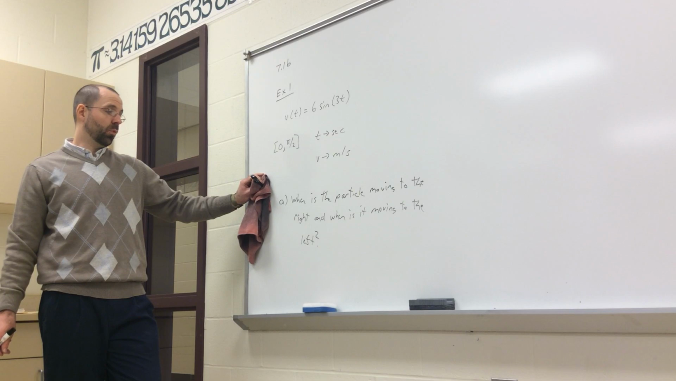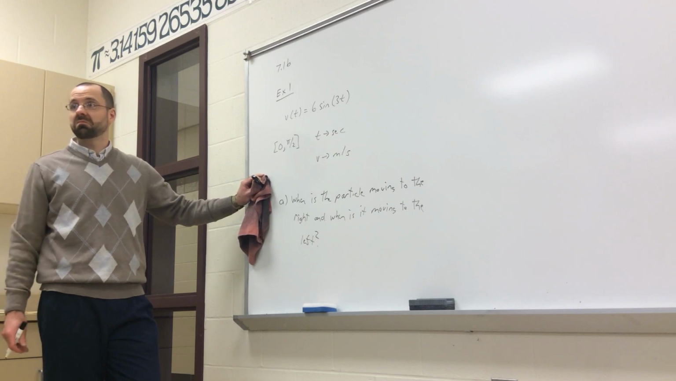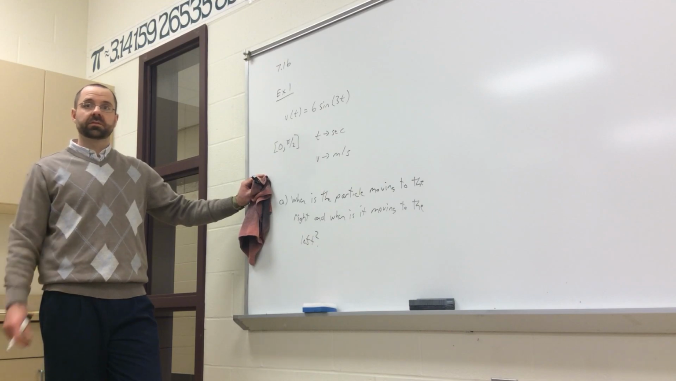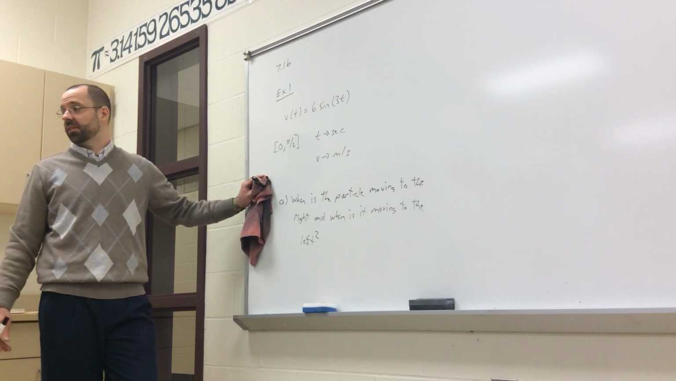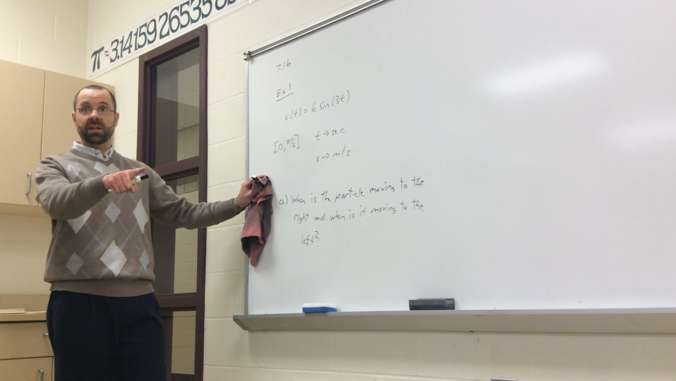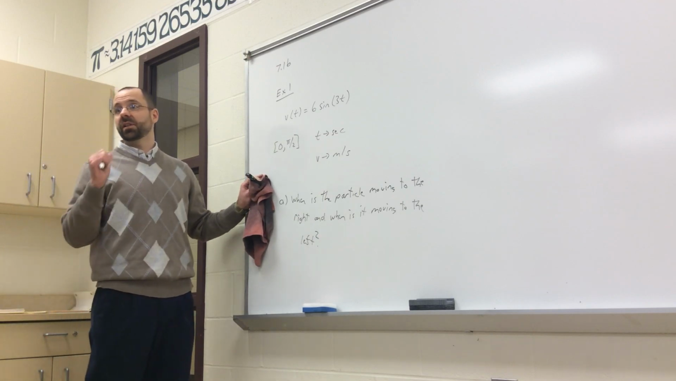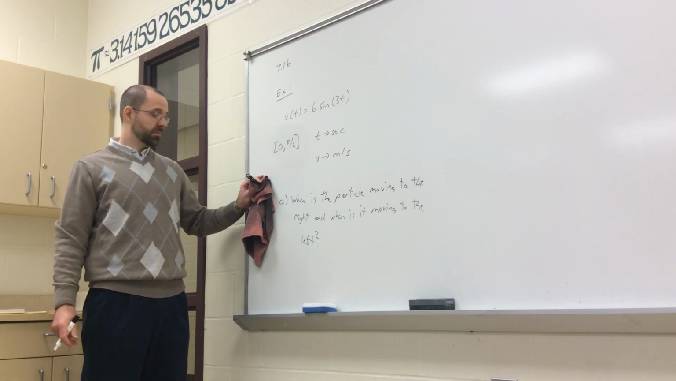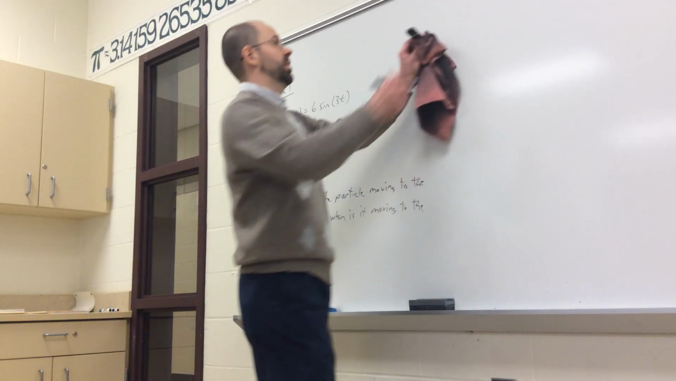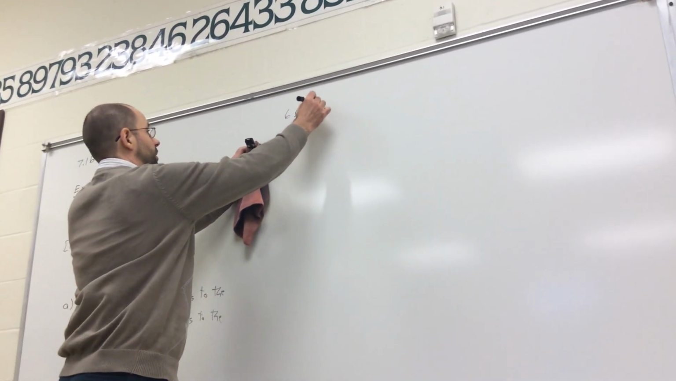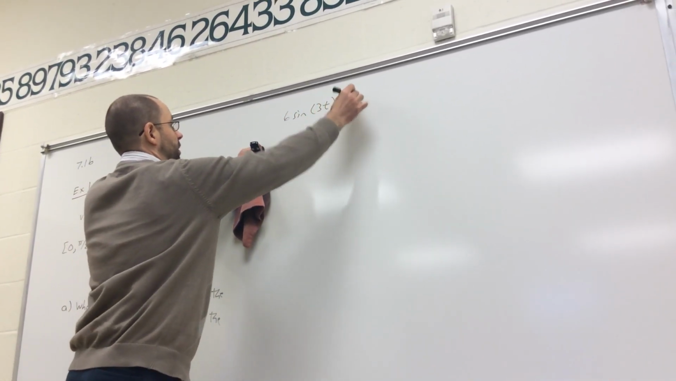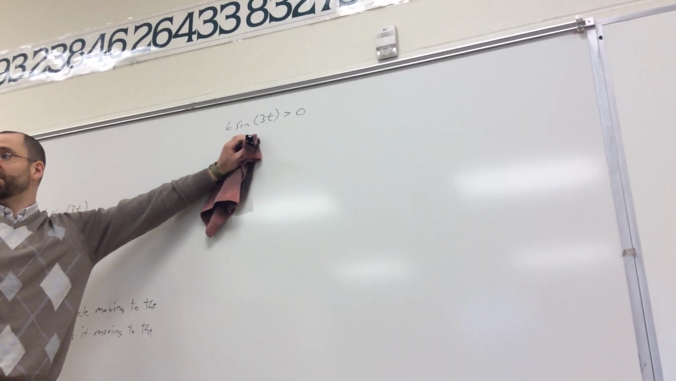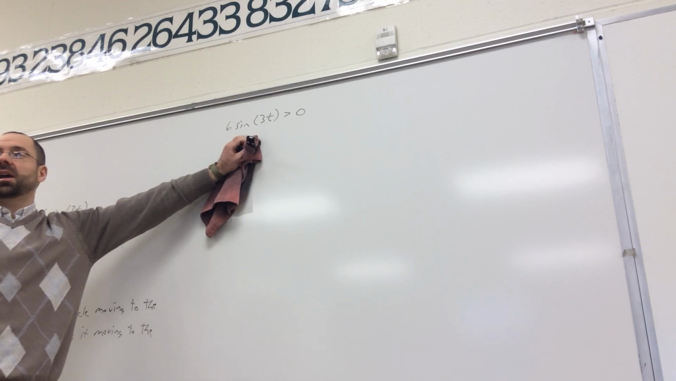Okay, so how do I figure out when the particle is moving to the right? When the velocity is positive, exactly. If the velocity is positive, it's moving to the right, and if the velocity is negative, it's moving to the left. So I need to figure out when the velocity is positive. So here's my velocity equation. If I set it greater than 0, then I'm figuring out when it's positive, and thus I'm figuring out when it's moving to the right.